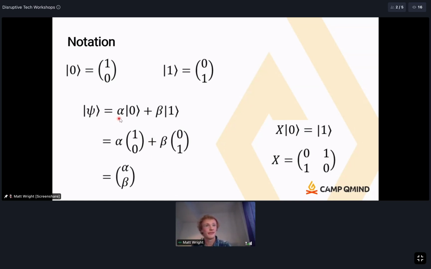These coefficients here, alpha and beta, are amplitudes. They're complex numbers. They denote how much 0 and how much 1 is in the state. They're not exactly the probability of measuring either 0 or 1, but they're very related: if you square each of those, you get the probability of measuring each state.